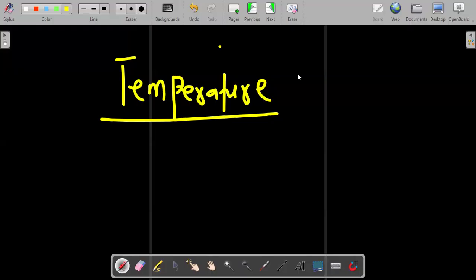So you understand what I meant by fundamental quantity, right? Yes, sir. So temperature is a fundamental quantity, and it is defined as the degree of hotness or coldness of a body.